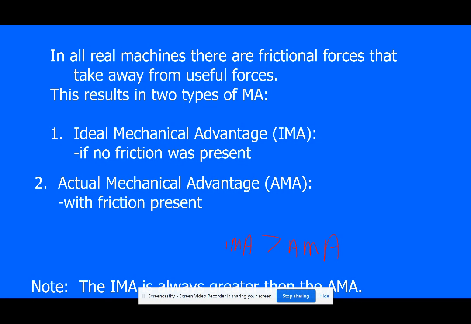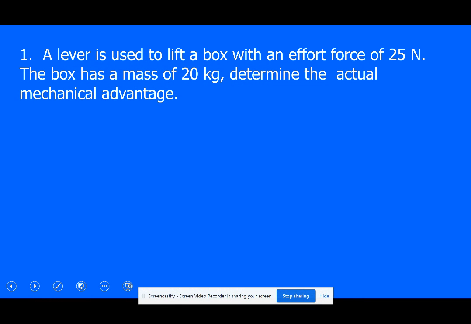Now, when we're solving a problem on paper, oftentimes they're just equal to each other, but you should never find that the AMA is larger than the IMA. That shouldn't happen. So let's solve a problem.